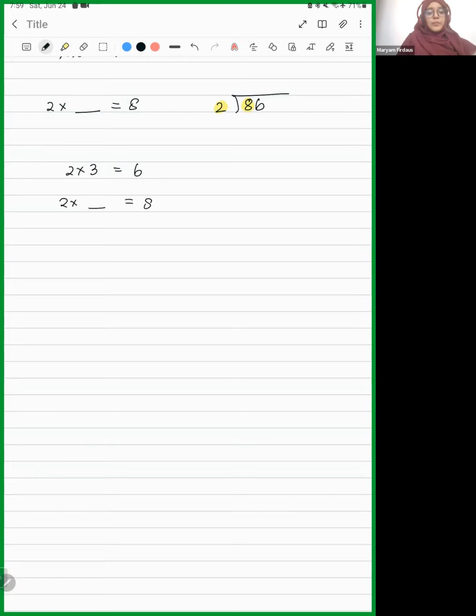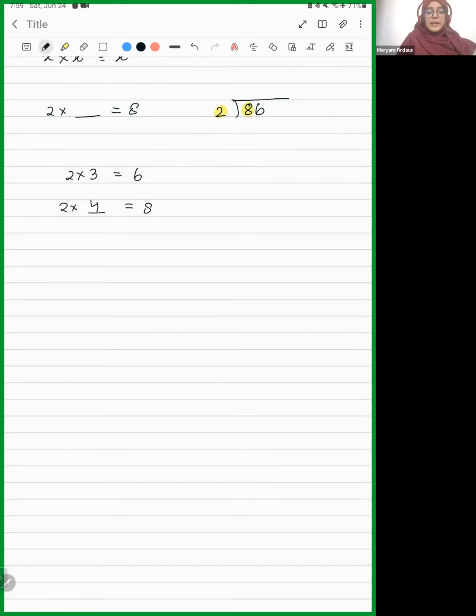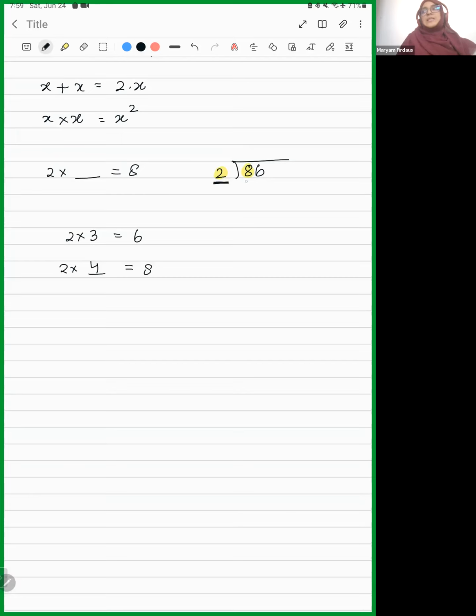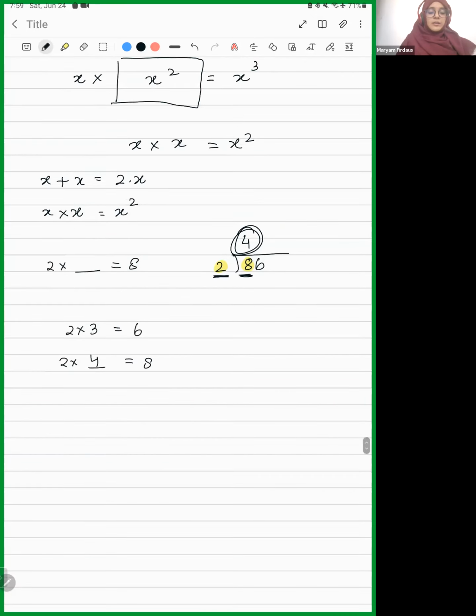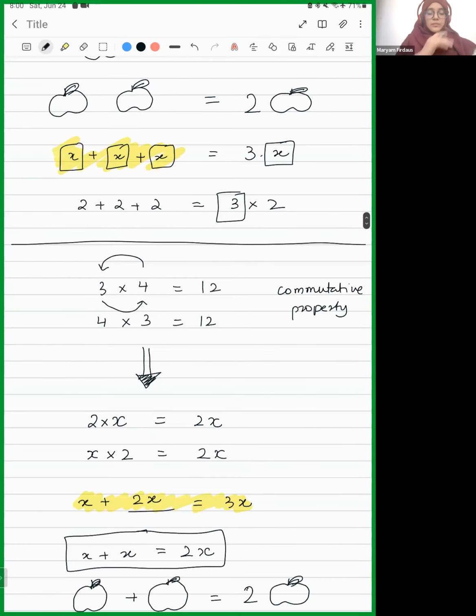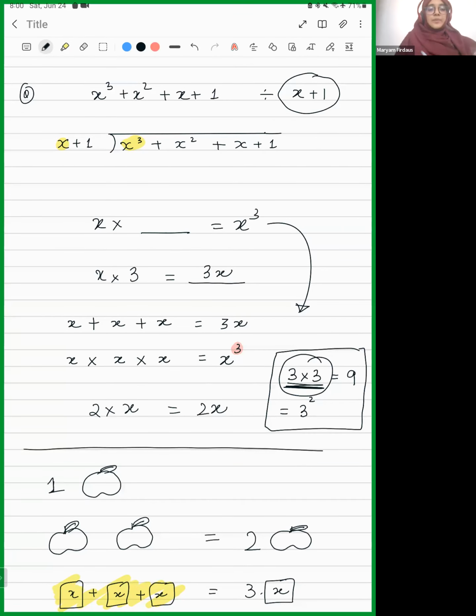It's 4. So what are we doing here? We are looking at the 8 and we are saying, 2 multiplied by what will give me 8? The answer is 2 multiplied by 4 will give me 8. Similarly, we are asking ourselves the same question when it comes to polynomial division. X multiplied by what will give me x cube? And we just now saw the answer. X multiplied by x square will give me x cube, right? So what should I write over here? X square.